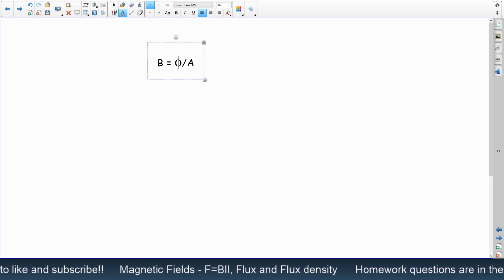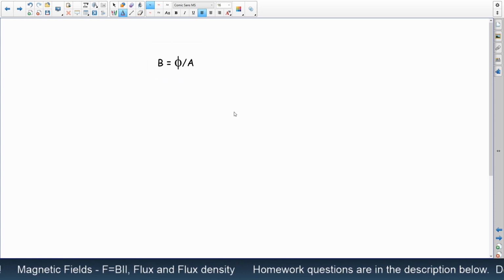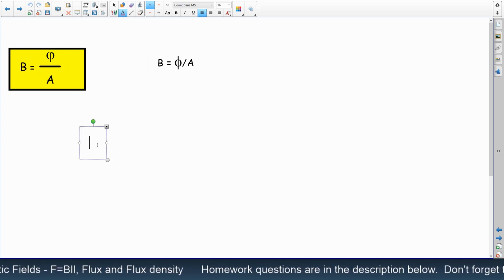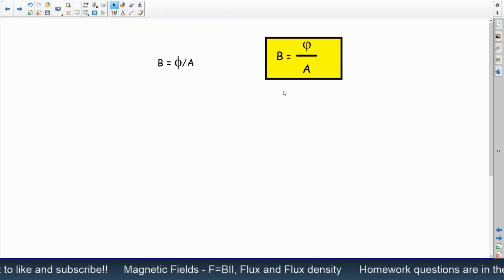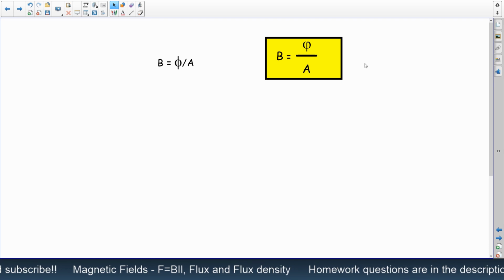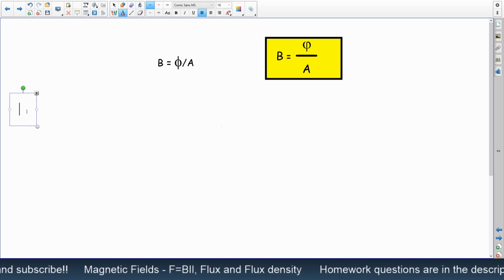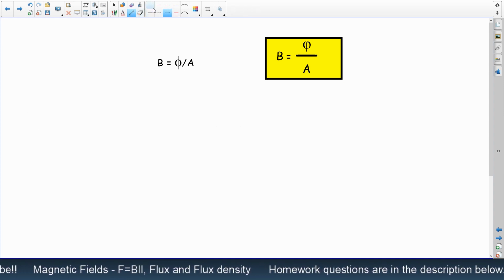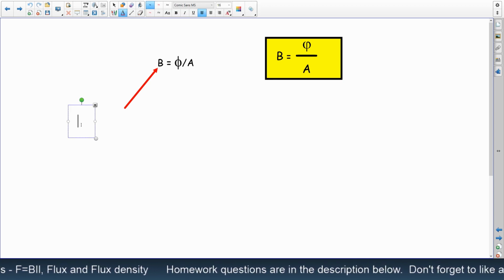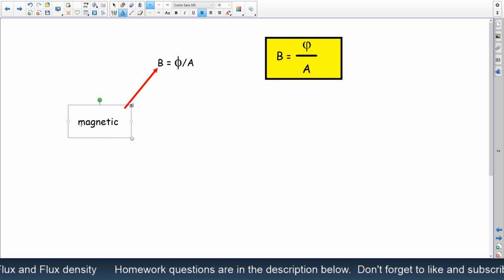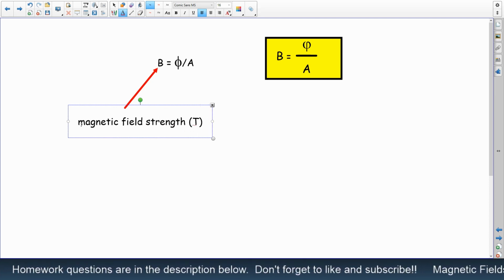Or written nicely, it looks like this: B equals phi over A. So this is our magnetic field strength equation. B equals phi over A. Let's define some of these terms. This is magnetic field strength, B, and it is measured in Tesla.